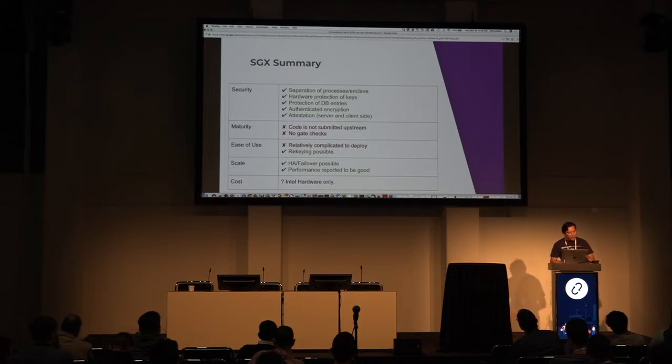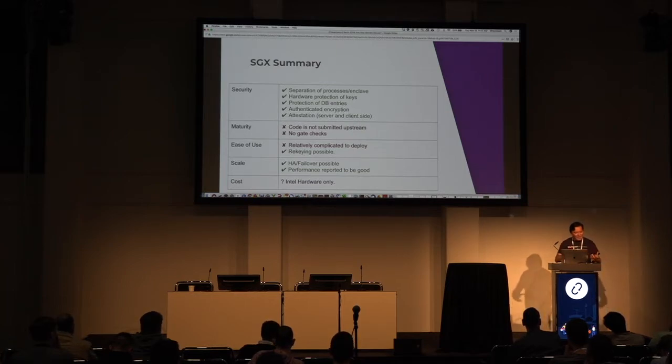Rekeying is relatively complicated to deploy, but it is very possible. They do talk about failover and HA, having two different Intel devices and two different enclaves talking to each other. You have to replicate the keys between enclaves, and there are ways of being able to do that. Performance, they report to be very, very good. It is Intel hardware, and it's not clear what the costs are, but it's certainly not as much as an HSM would be.